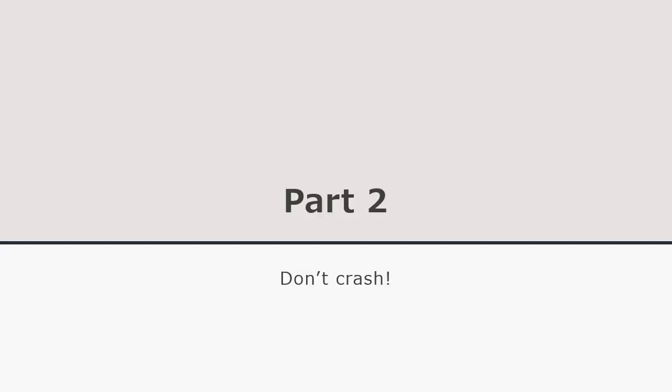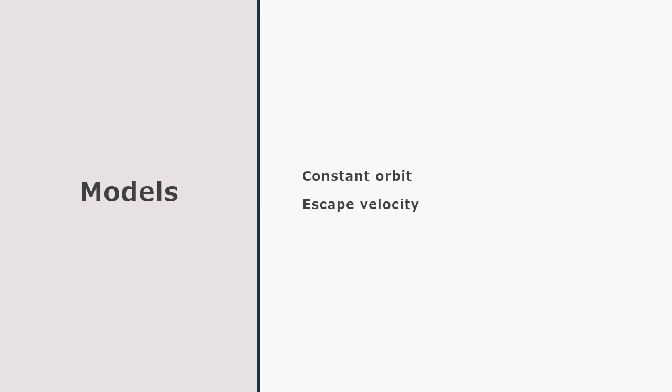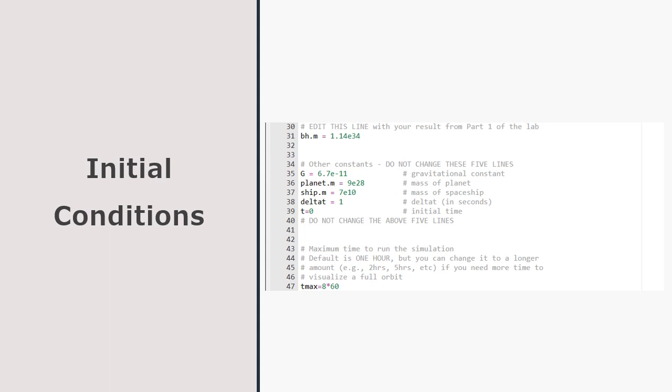All right, this is part 2. Don't crash. The models here: we have constant orbit, and we're trying to find the escape velocity so that the spaceship can safely clear the planet without crashing into it. These are the initial conditions. We have the mass of the planet, the ship, and the black hole as well. We also have the universal gravitational constant, 6.7 times 10 to the power of negative 11.